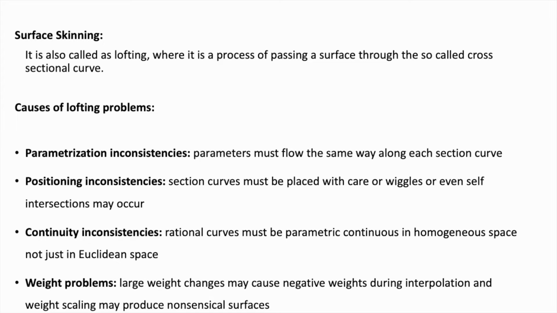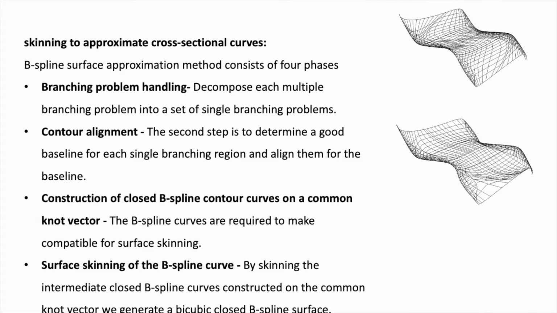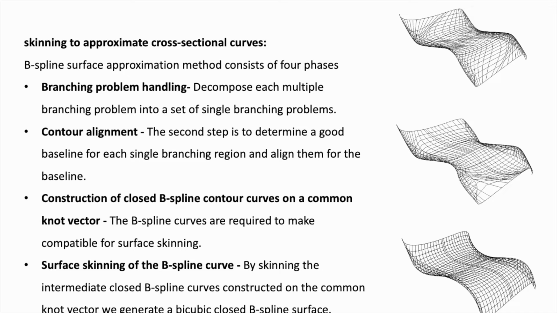Moving to the weight problems, large weight changes may cause negative weights during interpolation, and weight scaling may produce nonsensical surfaces. This problem we have seen in the previous example. Now let us discuss skinning to approximate cross-sectional curves. B-spline surface approximation is the method and it has four phases, namely branching problem handling, contour alignment, construction of closed B-spline contour curves on a common knot vector, and surface skinning of the B-spline curves.